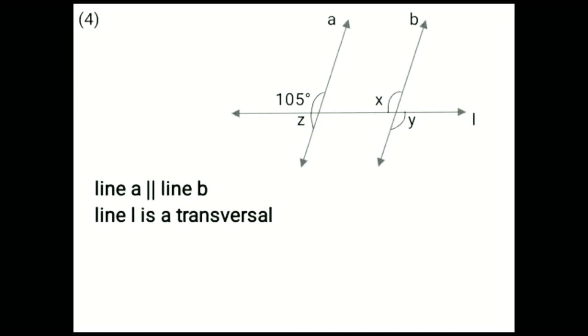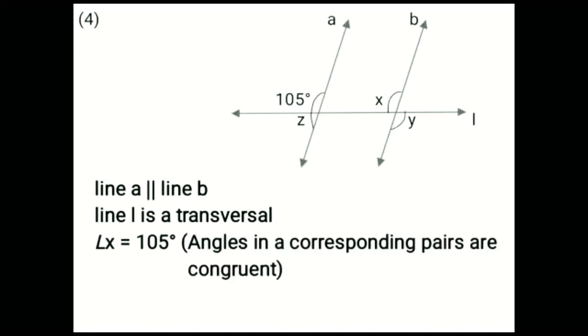First we will find angle X on line B. Angle X is equal to 105 degree. Why? If this angle is 105 degree, this angle, angle X, also is 105 degree. Okay? Because they are corresponding angles. It is on the same side and in the same direction. Reason you have to write: angles in corresponding pairs are congruent.